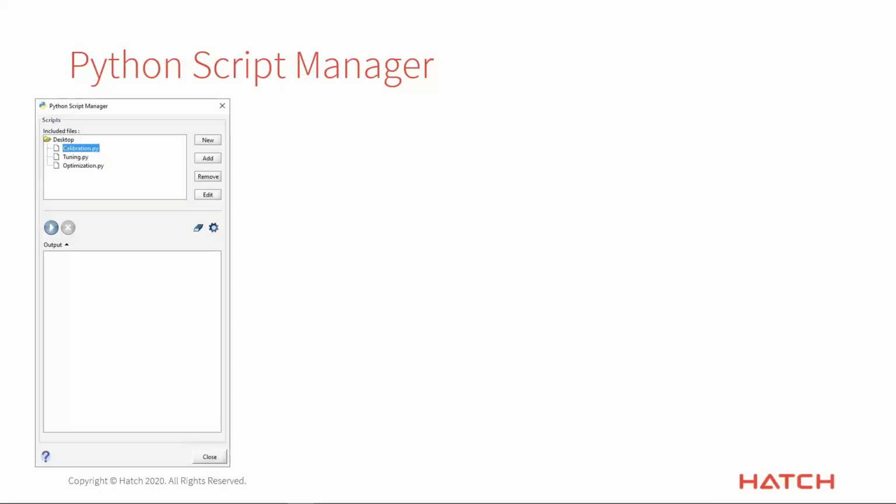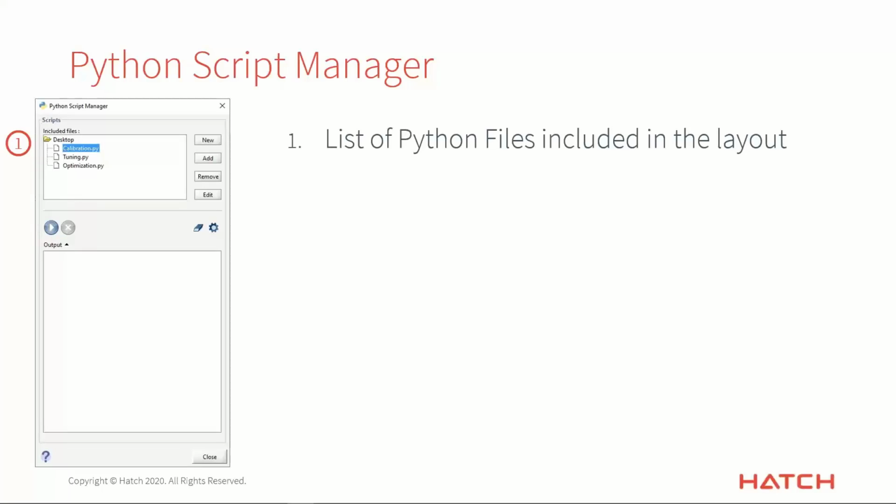There's a couple of important features in the Python Script Manager. The first thing is the file list, the list of all the Python files that you're currently including in your GPSX simulation. For example, in this case, I have 3 files in the Python Script Manager that are located on my desktop. And right now the calibration.py file is selected from that list, as indicated by the blue highlight on it.